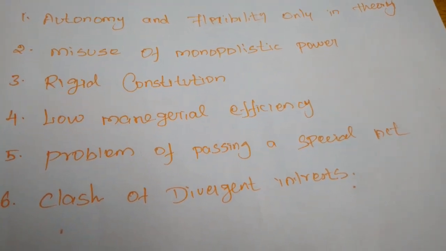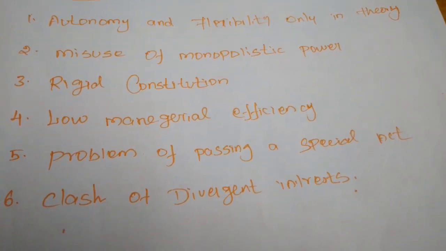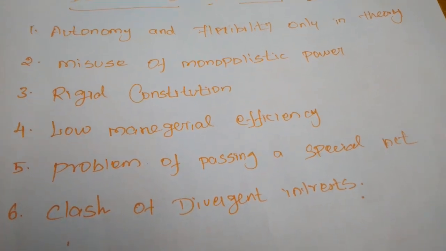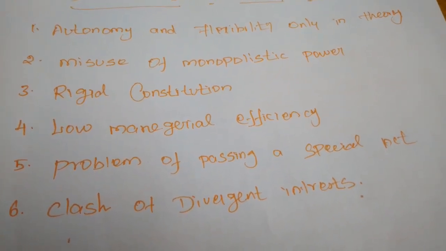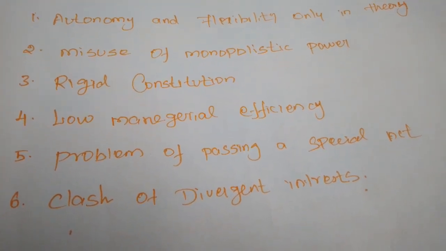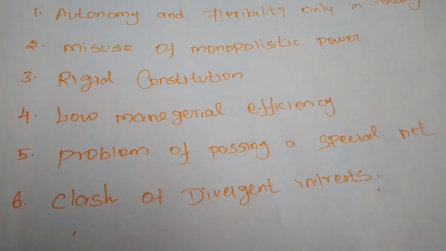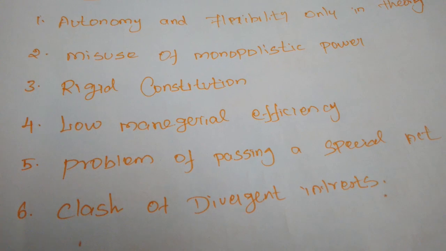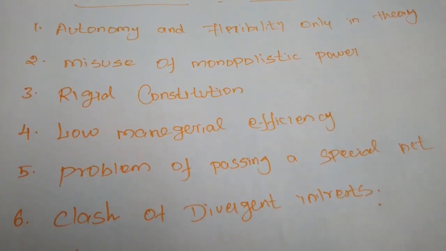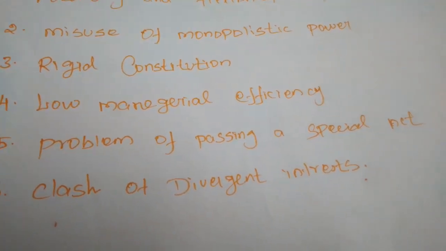Next, low managerial efficiency. Low managerial efficiency means all the workers and the board of directors are appointed by the government. When they are appointed by the government, we can never say confidently that they will have more managerial skills. When they have the managerial skills, it will be better. But most of the time, if they are not appointed truly, and on the basis of corruption they are appointed, then low managerial efficiency will be there.